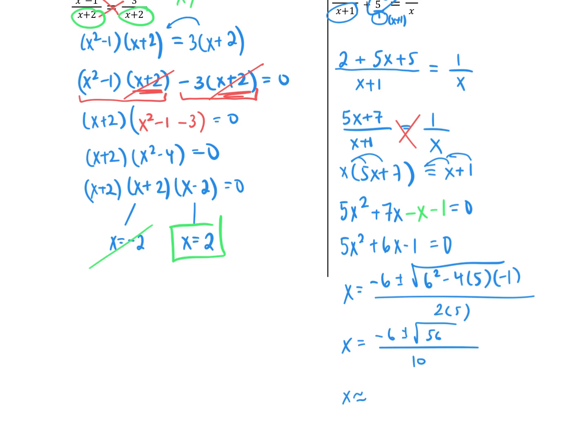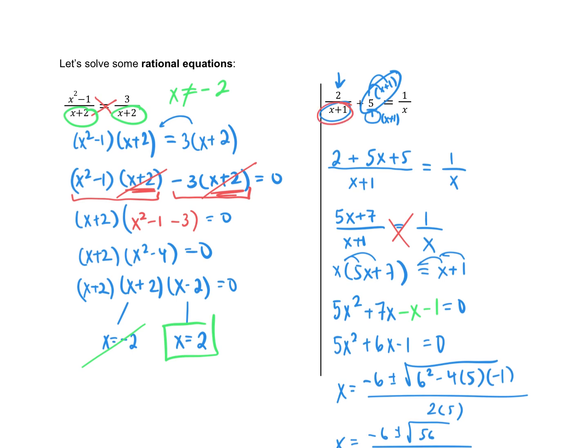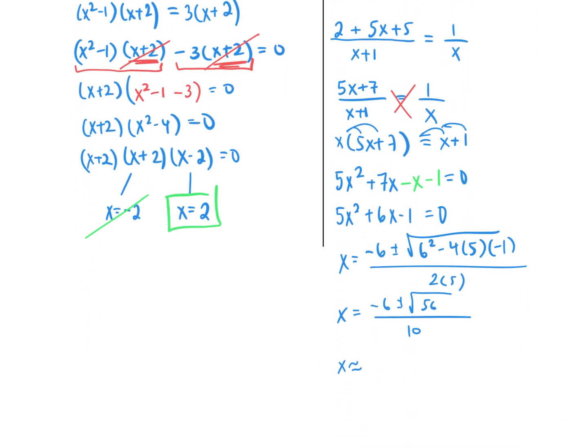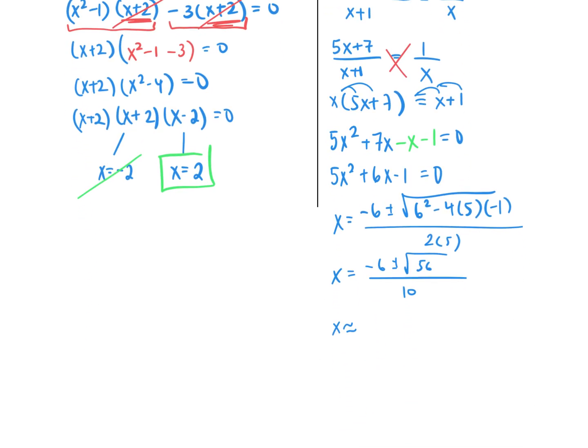I mean, we could keep it like that as exact answers, and those definitely will not contradict our denominator restrictions. So if we look here, x cannot equal -1 or 0. That's definitely not what these are going to give us, but let's just see. So -6 plus the square root of 56, then divide that by 10. One of the answers is 0.15. The other one, -6 minus the square root of 56 divided by 10, is -1.35. And there we are. There's our rational equation solving.